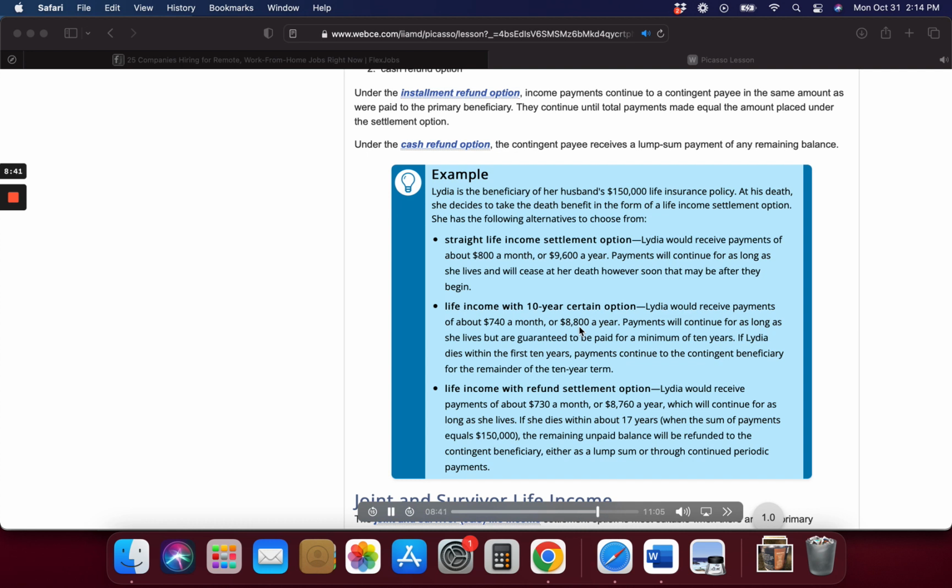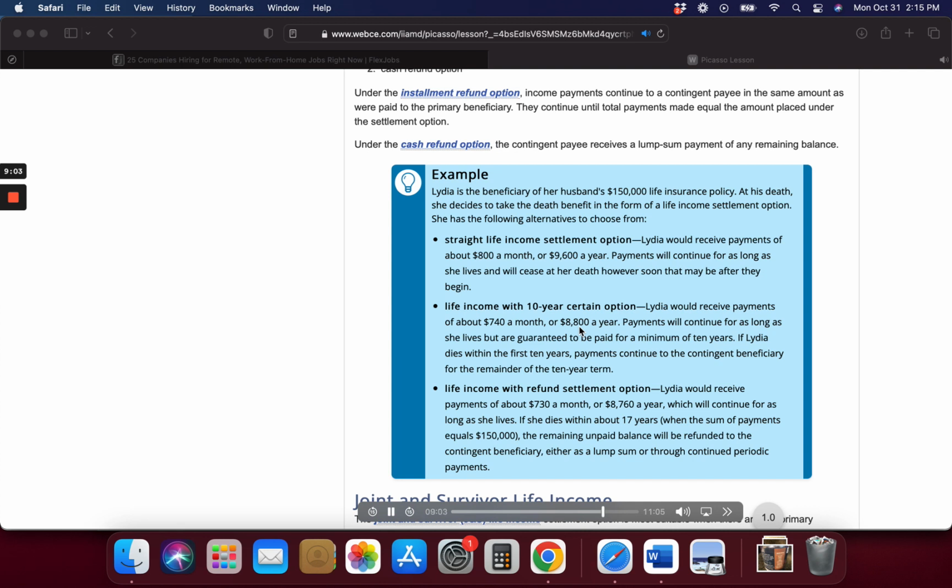Joint-and-100% survivor, in which the payment continues unreduced upon the first payee's death. Joint-and-2/3 survivor, in which payments are reduced by 1/3 upon the first payee's death, with 2/3 continuing to the survivor. Joint-and-1/2 survivor, in which payments are reduced by 1/2 upon the first payee's death.